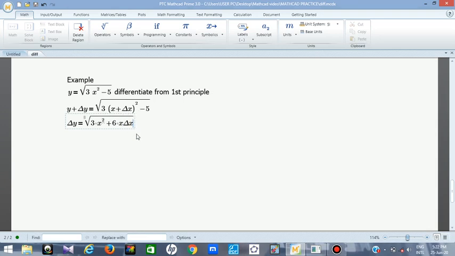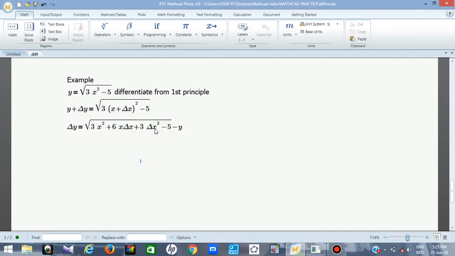Then the last part will now be plus 3 delta x, squared. Then minus 5. Then, since we are taking y to the other side, you have minus y. So this is that. Take note of this.